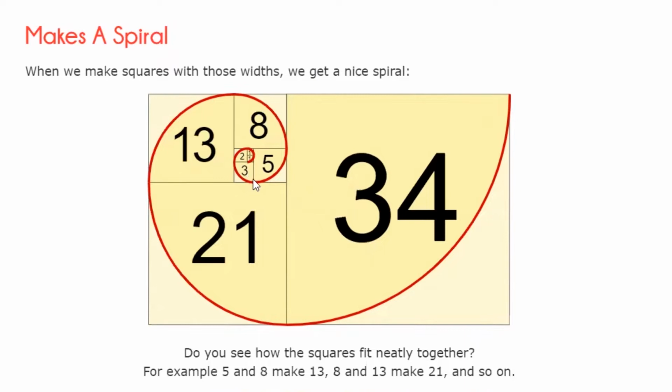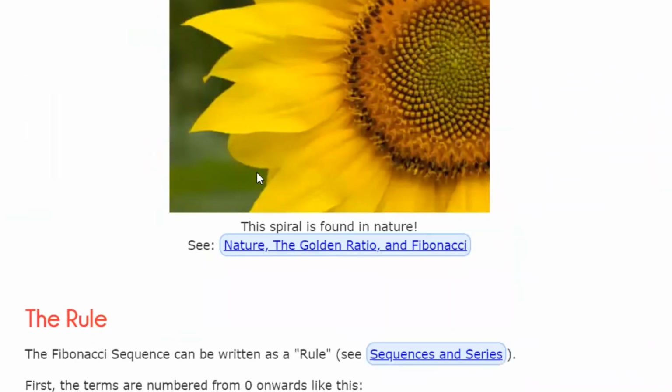So you're probably familiar with this image. You've probably seen it around the internet. That is how they've gotten that image, right? And this spiral is found in nature. So this is referred to as the golden ratio or the Fibonacci sequence.